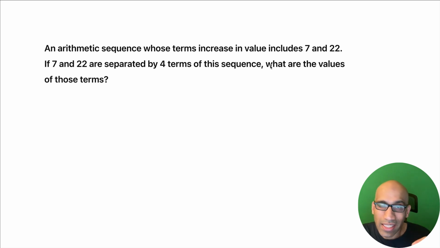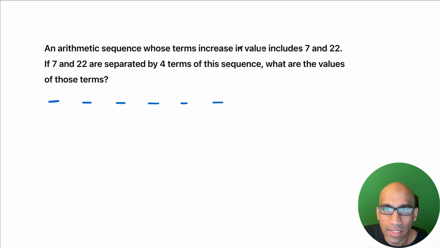This is a slightly harder problem, but I think it shouldn't be very difficult. So you're given this sequence, so that means there are a bunch of numbers here, right? And then what they're saying is you've got two terms, 7 and 22. So let's call this 7, and then you've got 22, but they are separated by 4 terms.